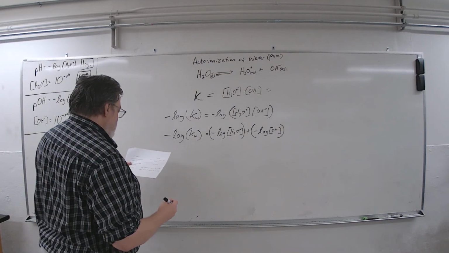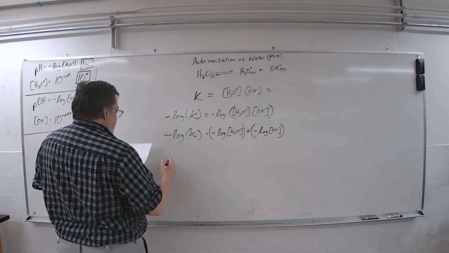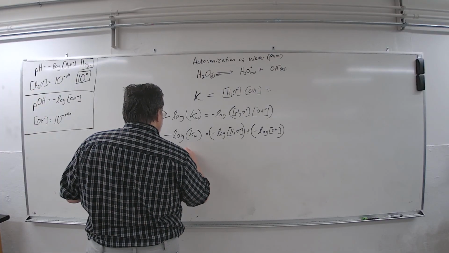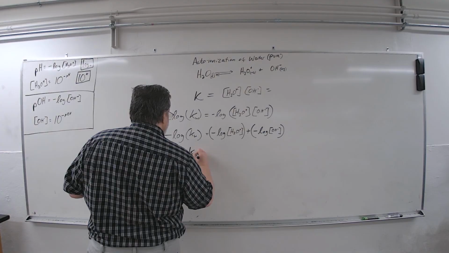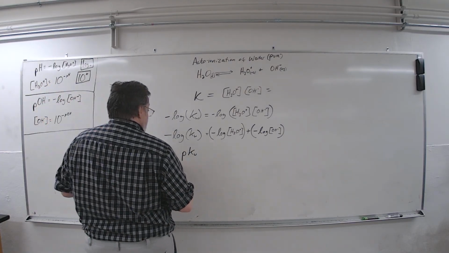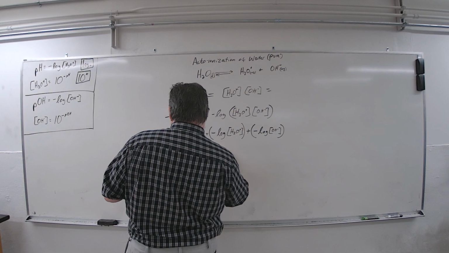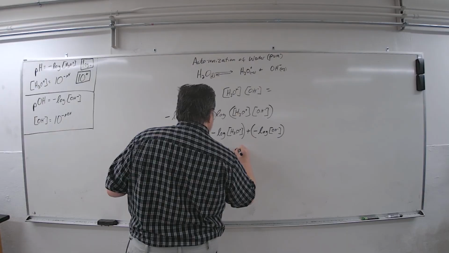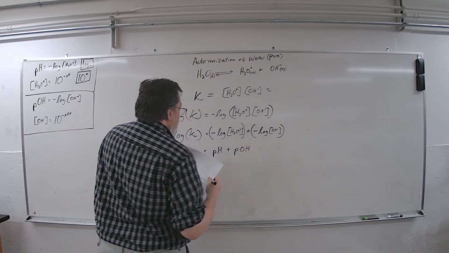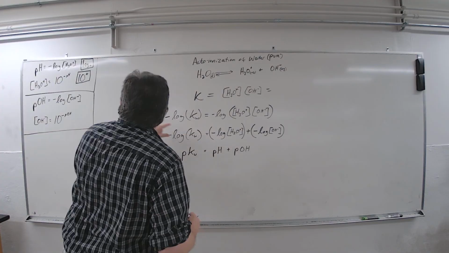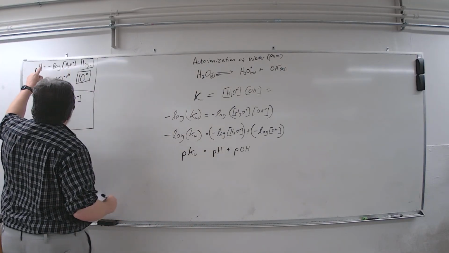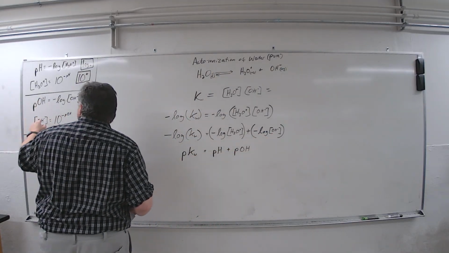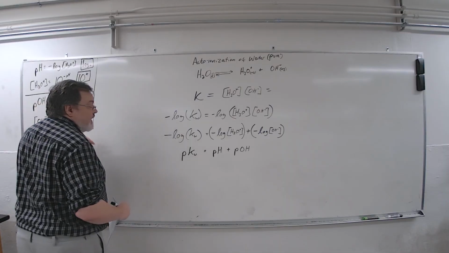And if you do that, what I'm really getting at, now if I go related to these, I could go P of KW, this P function, equals negative log of the hydronium ion. Negative log of the hydronium ion is pH. Negative log of the OH ion is pOH.